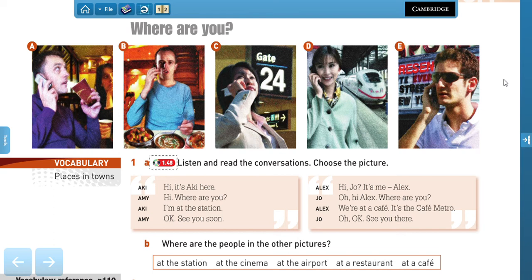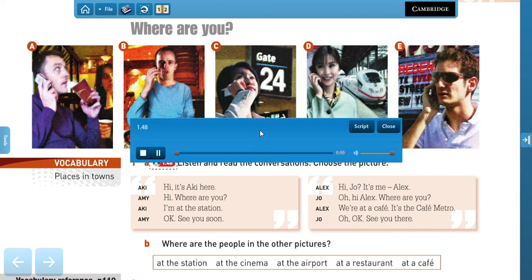Now, we're going to listen and read the conversations that we have here. We have 2 different conversations, Aki and Amy, and then Alex and Joe. So what I want you to do is to identify which image represents each of the conversations. Okay? Track 48.